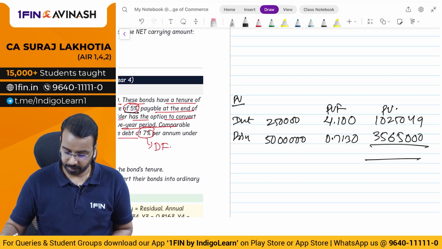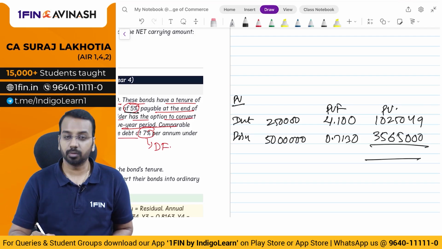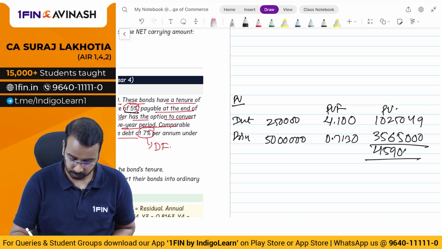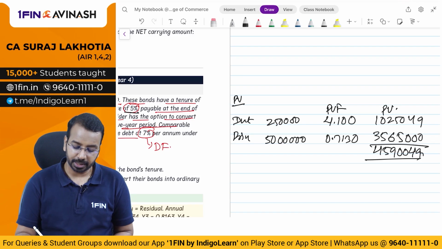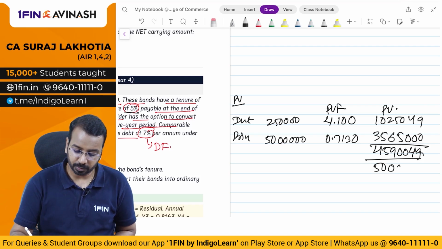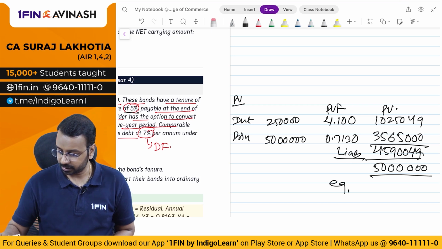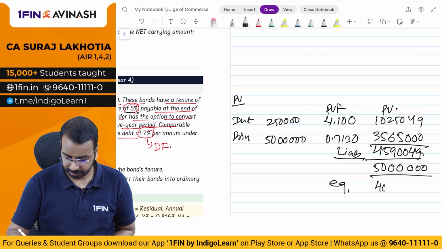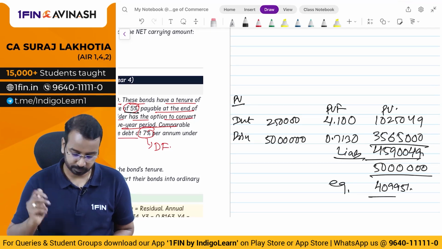plus 10,25,049 is equal to 45,90,049, alright, and issue value is how much? 50 lakhs. So, this is liability, equity is the difference, 50 lakhs minus that, 49,951.